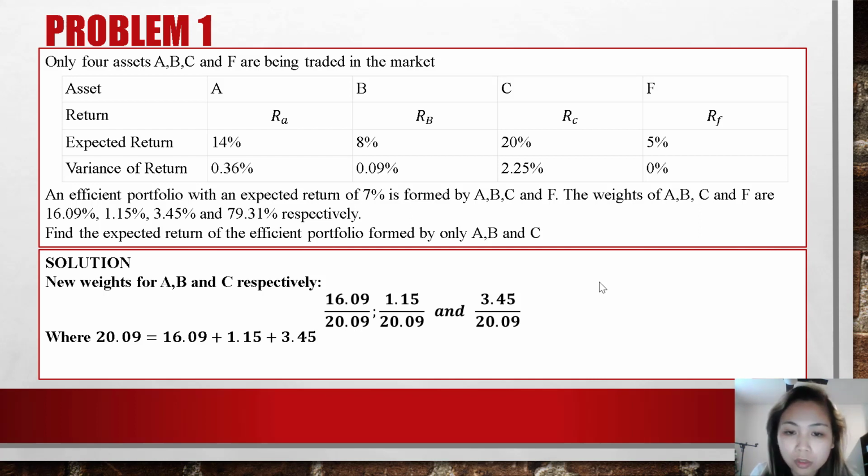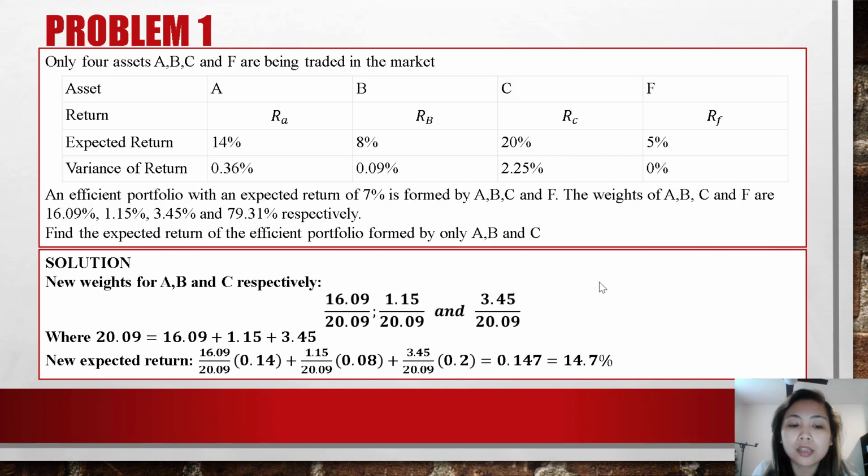So now we have the new weights. You have to use the traditional method to find the expected return of the efficient portfolio formed by only A, B, and C. So we get 16.09 over 20.09, which is the weight of A, times the return of A, plus 1.15 over 20.09 times the return of B, plus 3.45 over 20.09 times the return of C. And we got 14.7%. So this is the expected return of the new efficient portfolio formed by only A, B, and C.